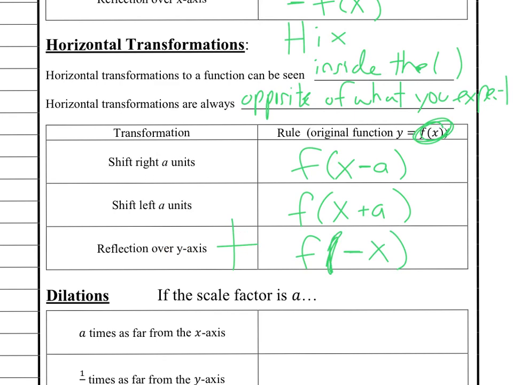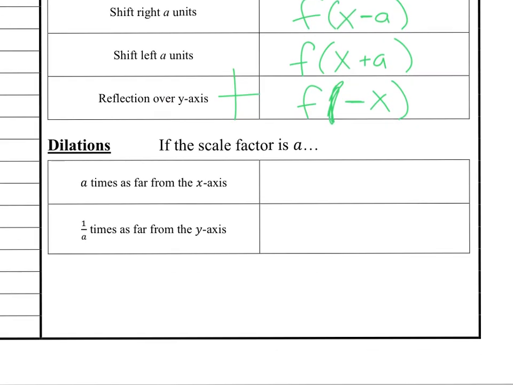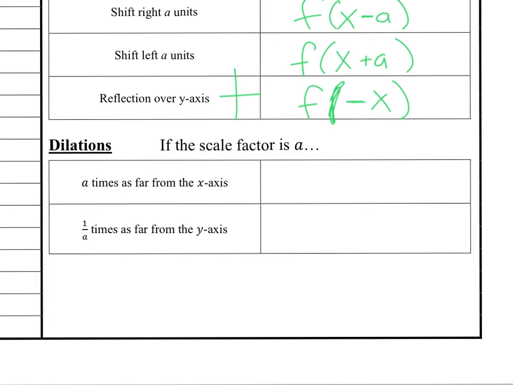Moving on, dilations. If the scale factor is a, so if I want something that's a times as far from the x-axis, that means I'm changing it up and down. That's going to be my VOY, so we're using VOY to solve this one. That means it's got to be outside. Outside parentheses behaves exactly as we expect, so it's just a times f of x, or a f of x.